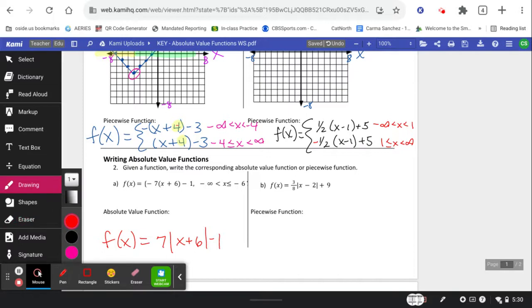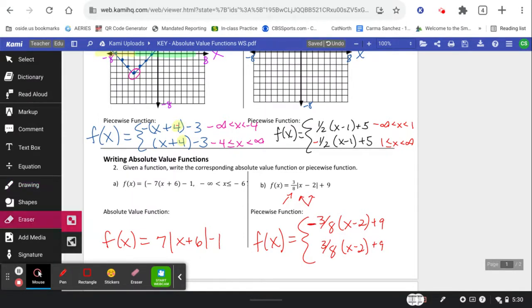All right, given this absolute value function, we're going to write the piecewise. So we write the same, the same, the same. And then which one gets the negative? Well, this is an upwards orientation absolute value. So it's going to start with going down and then going up. So the negative goes on the top of that one.